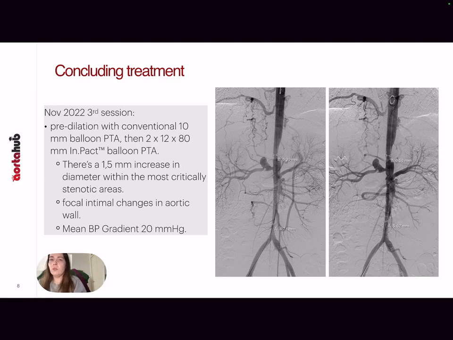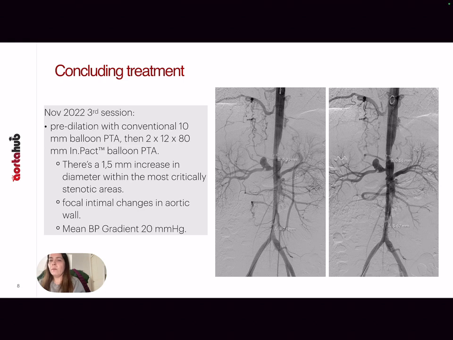On this occasion, we used a 10 millimeter balloon. We had used an 8 millimeter balloon in the second session, and we followed that up with two 12 by 80 paclitaxel coated balloons. Already during this procedure, in the immediate check angiogram, we saw a 1.5 millimeter increase in diameter within the most critically stenotic areas, especially in the interrenal area.